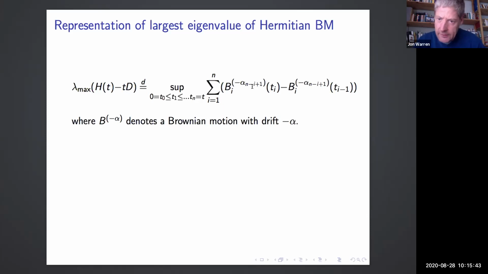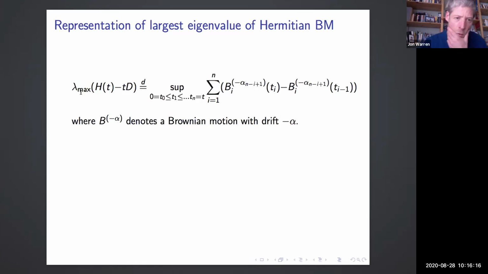But it can be built in quite an amazing way from a sequence of independent Brownian motions. So here, and actually throughout, I'm going to use B subscript minus alpha to denote a Brownian motion with drift minus alpha. And here in this sum, you've got n Brownian motions, B1 to Bn, whose drifts are given by the alphas, and they are taken to be independent.